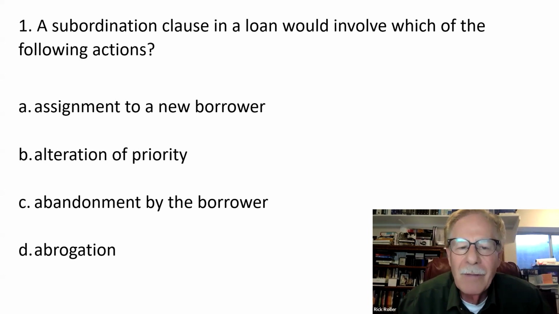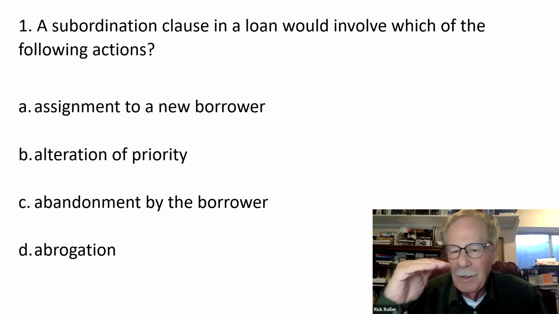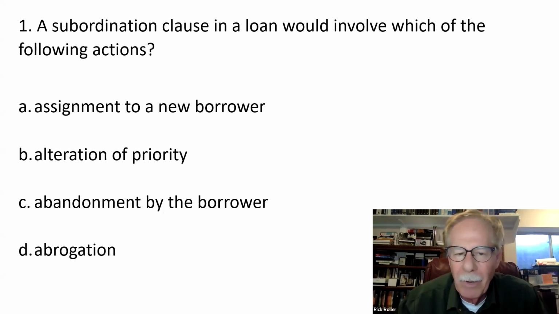So a subordination clause in a loan would involve which one of the following actions? Would it involve A, assignment to a new borrower? No. How about B, alteration of priority? It was here a higher priority, a number one priority maybe, and there's a subordination clause. So at some time in this loan's life, it could become a number two or subordinate to a new loan that came along later. An alteration of priority sounds warm and fuzzy because it's the right answer.